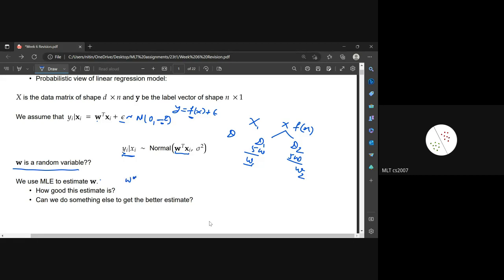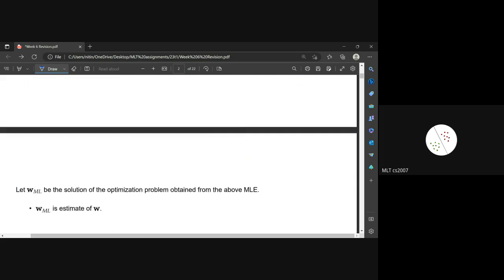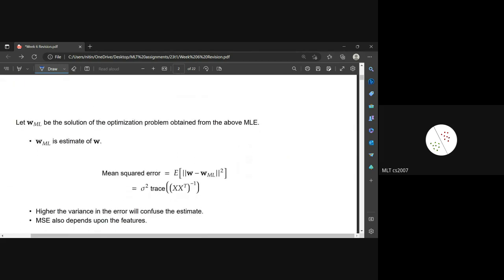And we got W star as (X X transpose) inverse X Y, right? That's what we got. So this is our estimator. Now we have to answer how good this estimator is. What are the different ways to check the goodness or the performance of an estimator? I already answered that. There are different measures like bias and variance. We check the bias, the variance, and the mean squared error.